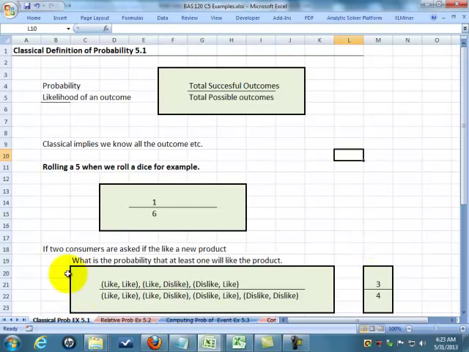3/6. We could do the same thing with consumers, as in the book, whether they like a product or dislike a product. 4 people, what's the probability at least one will like it? Well, one could like both. That would be a successful outcome. One could like the first product, not the second, but that would still be a successful outcome. One could like the second product and dislike the first. That would be successful. So we've got 3 ways of being successful, and there's 4 potential total outcomes: the first 3 we talked about, plus somebody that disliked both products. So the probability of that would be 3/4.